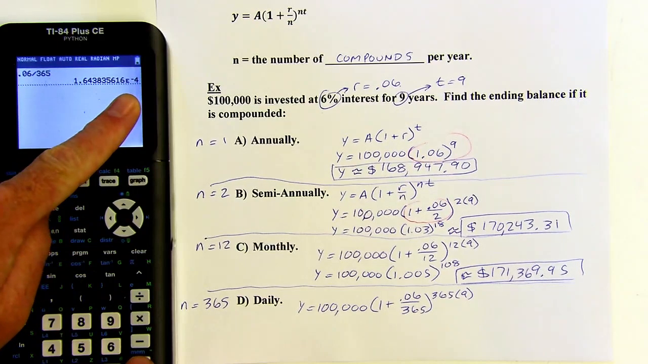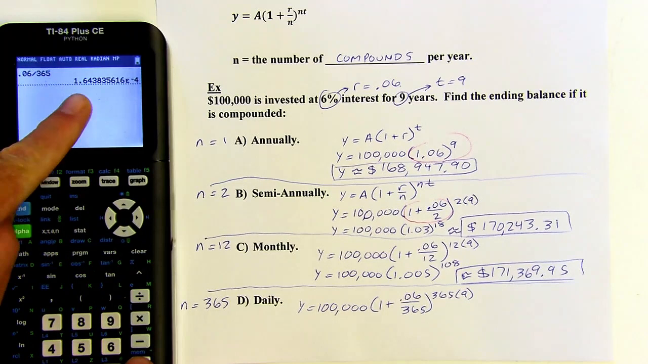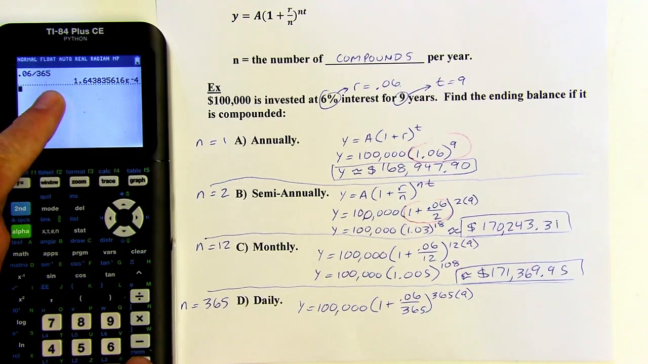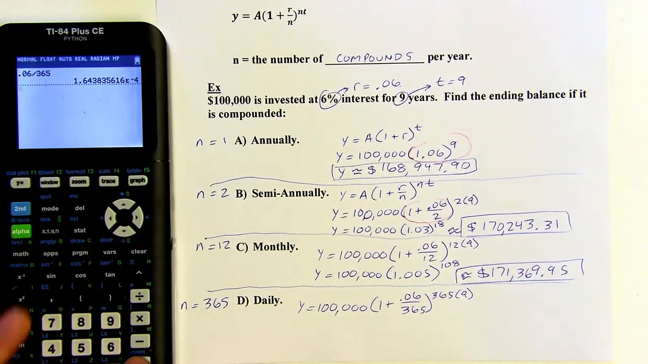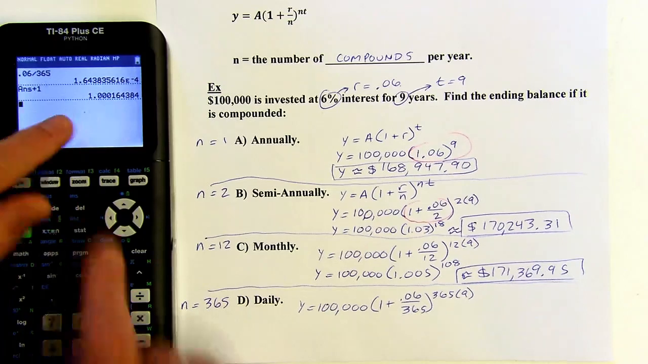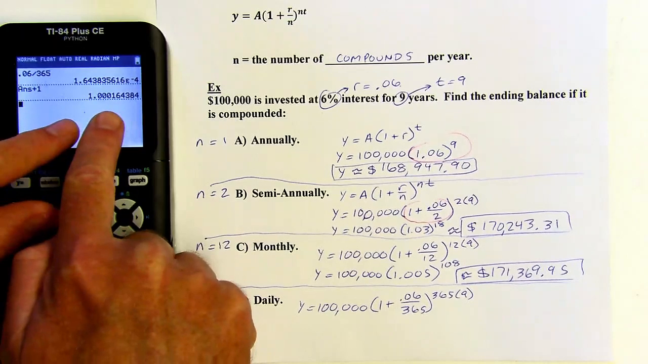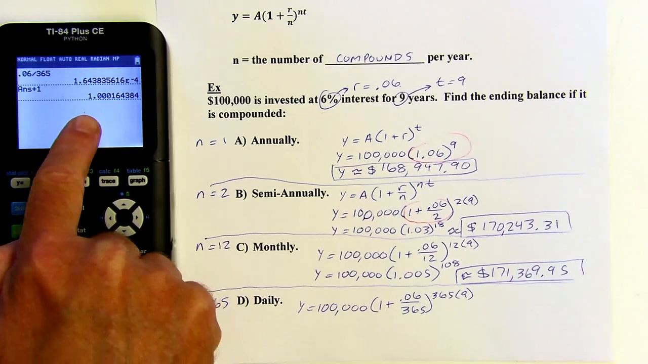This means times 10 to the negative fourth. So the decimal has really moved 4 spots to the left. This is a very small number. But just use that number. You don't have to worry about that. Just keep doing your calculations to that number in your calculator. I'm going to add 1 to that. And so you see that number I had before was 0.00164, and then I just added 1 to it.